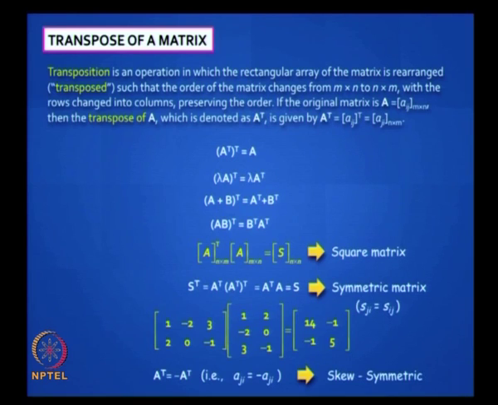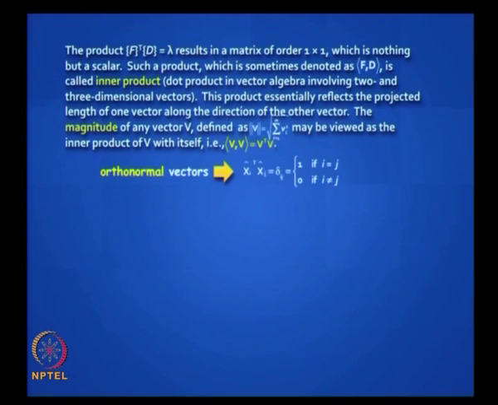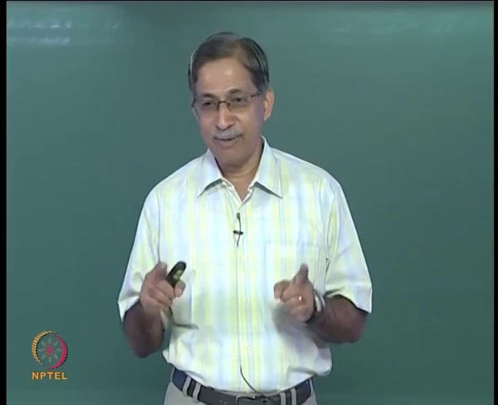Sometimes you see matrices where the transpose gives you a negative sign, so this is called a skew symmetric matrix. Now next we will talk about the products of two vectors. You can't multiply two vectors, you know that. Why? Because you have to take the transpose of one of them.